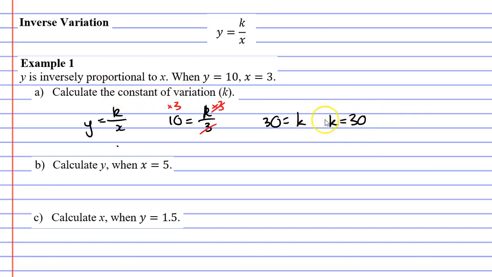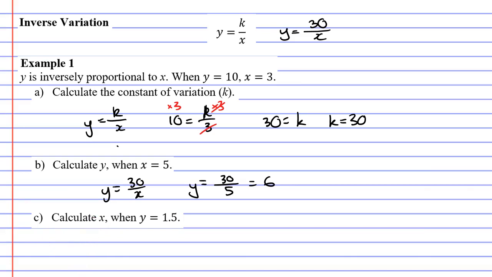Now, as soon as you've figured out k, you know that it will remain constant or will never change throughout the question. Because of that, we can change our equation to y equals 30 over x, because we now know that k is 30 and we know that it's constant. It's not going to change. When we get to question B, it says calculate y when x equals 5. We now have a new formula to use. Y equals 30 over x. And if x is 5, well, y must equal 30 over 5. And 30 divided by 5 is 6.